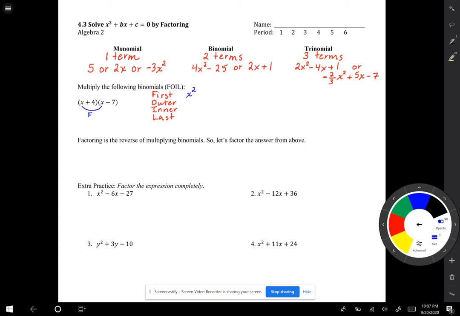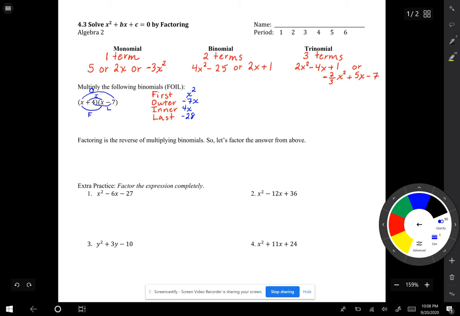The outer terms are the outside numbers, the far ends. I make a little rainbow there, and that would be x times negative 7, which is negative 7x. The inner would be these two inner numbers. Remember, the 4 has a plus sign in front of it, so it's a positive 4. So 4 times x is 4x. Finally, the last terms are the two last numbers in each set of parentheses. So 4 times negative 7 is negative 28.